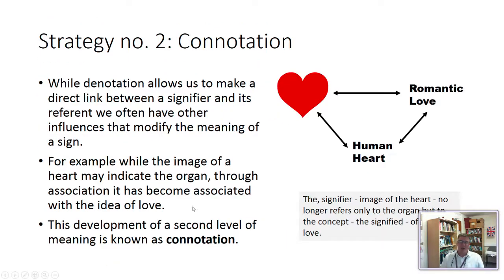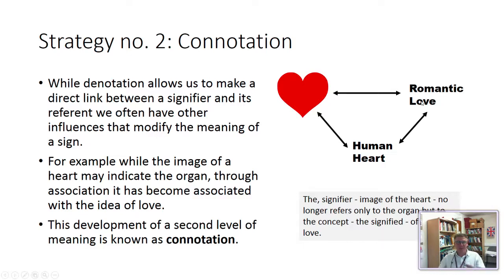Now, strategy number 2 is called connotation. And while denotation allows us to make a direct link between a signifier and its referent, we often have other influences that modify the meaning of that signifier. For example, while the image of the heart may indicate the actual organ that's pumping away in my chest, the image of the heart may, through association, become associated with other values. And in our culture, we associate this image here with romantic love.